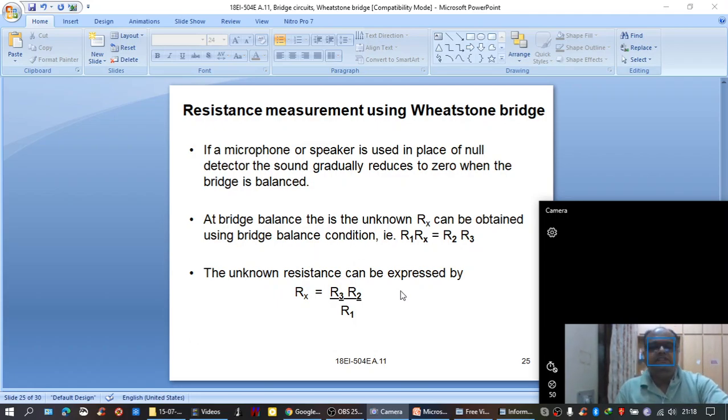Let us stop it here, and in the next class we will see some more details on the Wheatstone bridge, and then we will shift to AC bridges, that is Maxwell bridge and then Schering bridge.